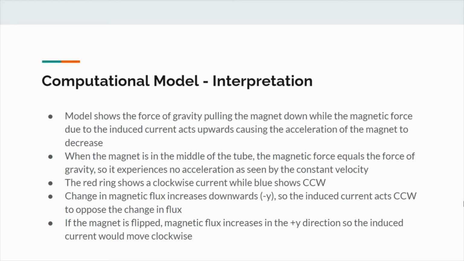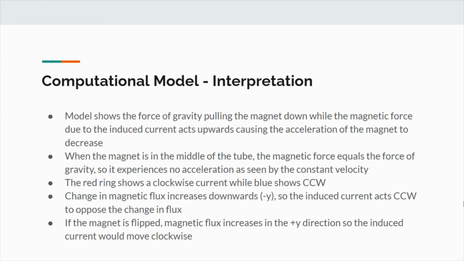From the computational model, we were able to interpret that the force of gravity pulls the magnet down while the magnetic force due to the induced current acts upward, which causes the acceleration of the magnet to decrease. When the magnet is in the middle of the tube, the magnetic force equals the force of gravity, so it experiences no acceleration, as seen by the constant velocity. The red ring shows a clockwise current, while the blue shows a counterclockwise current.